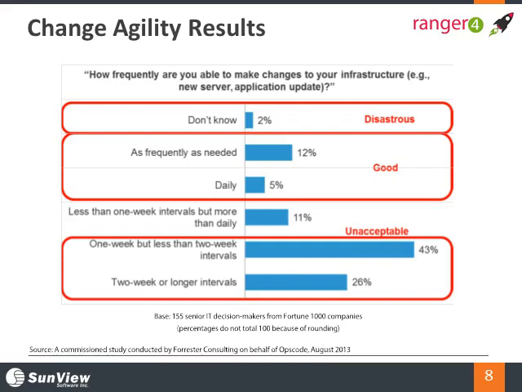I found this study by Forrester rather interesting: how frequently are you able to make changes to your infrastructure? In most organizations, change is a scheduled event. It's scheduled monthly, or every Friday, or on a quarterly basis, but it's a scheduled event. It takes a lot of work to create that schedule and manage that schedule, and even more work to make sure that after the change, if you need to roll back, you can roll back, and that you didn't have any incidents.